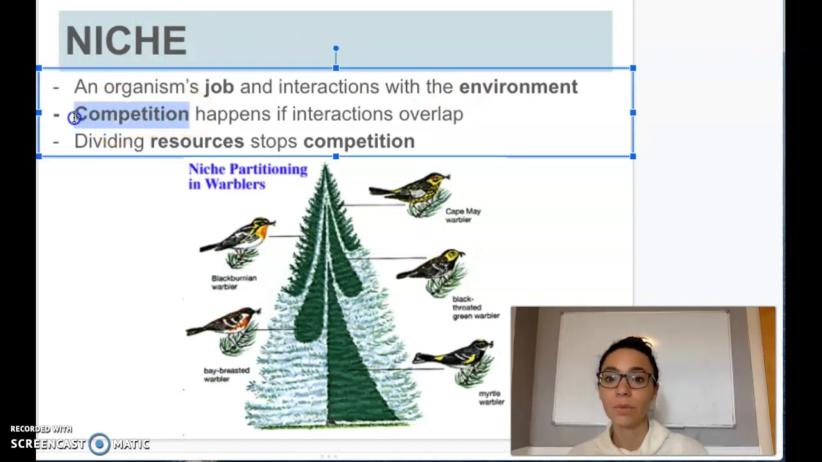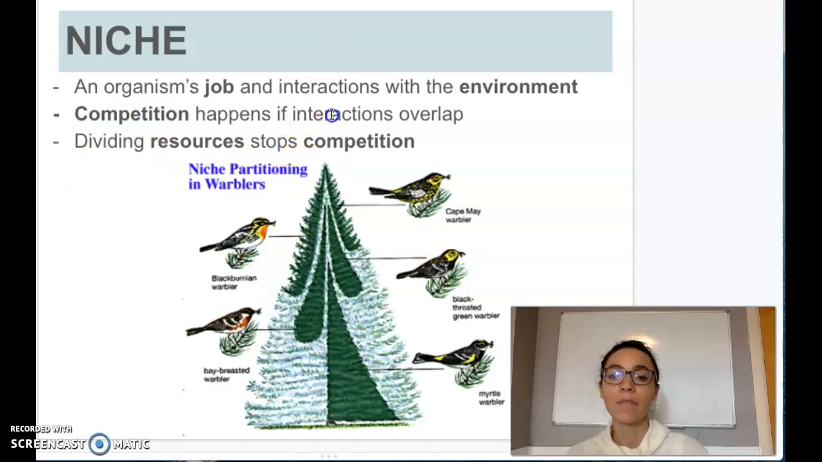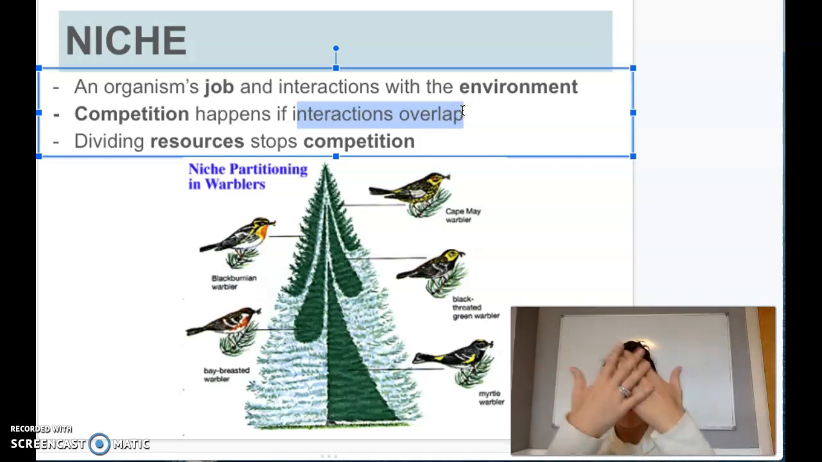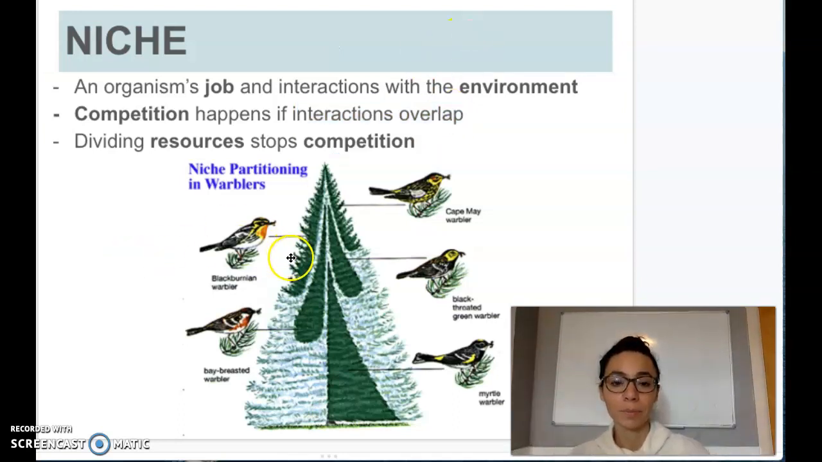Competition, another new word. Competition happens if interactions overlap. Overlap means to cross over each other. So for example, this bird over here, the Blackburnian warbler, eats from the top of the pine tree. That's where they live, that's where they eat, that is their niche. Their job is to live and eat in this part of the tree. The myrtle warbler lives and eats on the lower part of the pine tree. So this is their niche, okay?